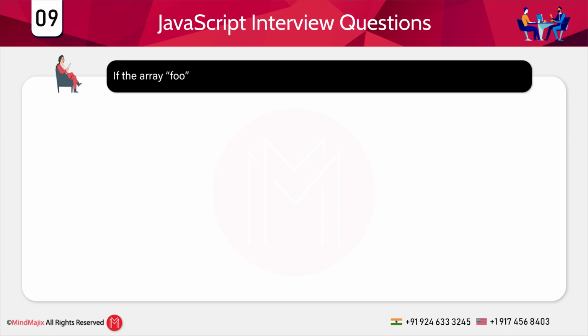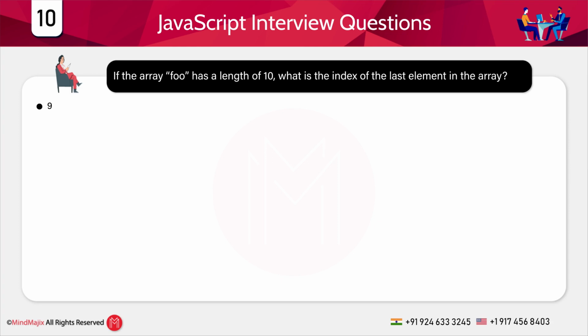If the array foo has the length of 10, what is the index of the first element in the array? So the first element has the index 0, because for every array, however many elements there are, the indexes start from 0. If the array foo has the length 10, what is the index of the last element in the array? So the last index is 9. Because if 10 elements are there and indexes start from 0, then 0 to 9 gives 10 elements. So the last element index is 9.